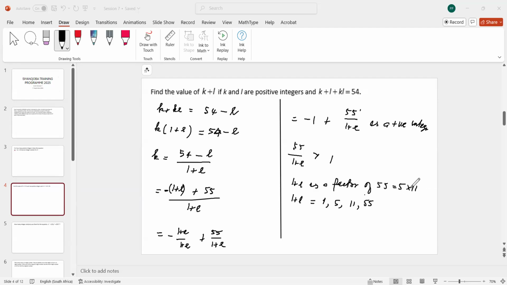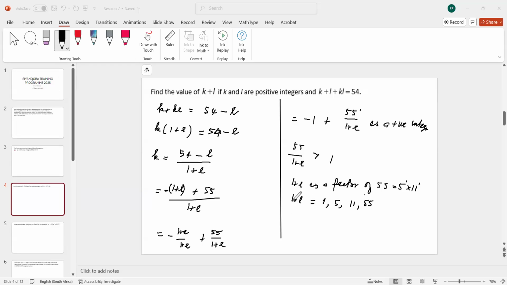If you remember, the number of factors of a given number comes from its factorization into prime powers. Both of them are prime numbers, so it's 5 to the 1 times 11 to the 1. You increase each exponent by 1 and multiply them, which is 2 times 2, which is 4. So this has 4 factors, and these are the 4 factors.